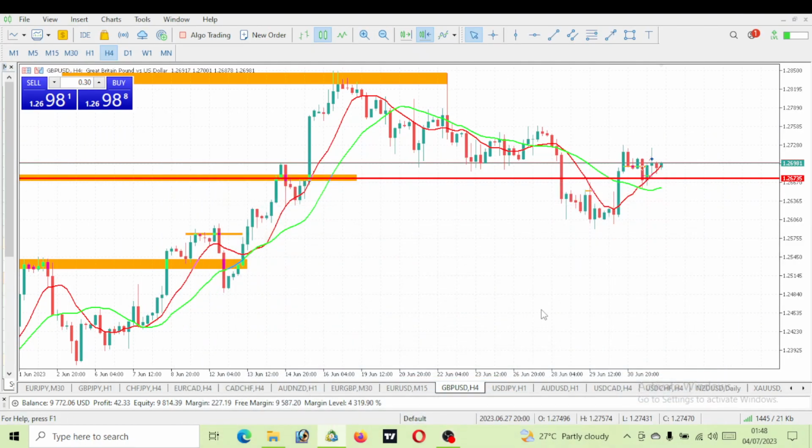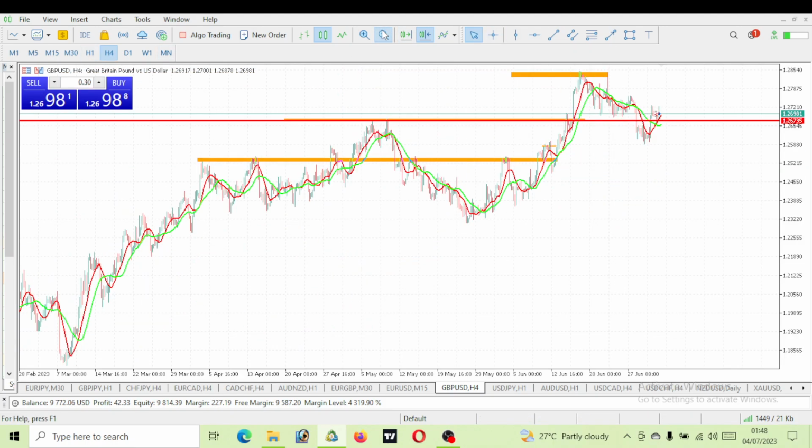So guys, what we will be looking at for today is GBP USD. So let's sit on the 4 hour time frame.